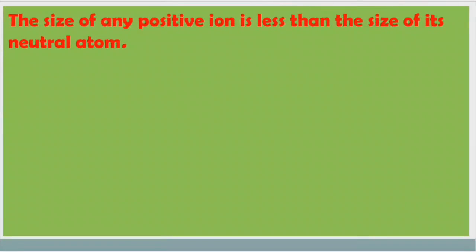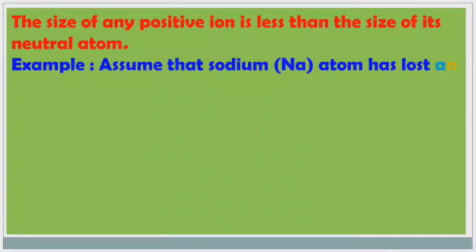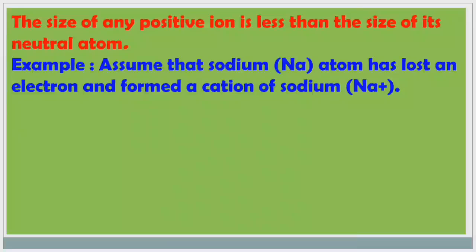Now we will see that the size of any positive ion is less than the size of its neutral atom. Remember, the size of any positive ion is less than the size of its neutral atom. For example, assume that a sodium atom has lost an electron and formed a cation of sodium. Sodium contains 11 electrons. When it loses one electron, it contains 10 electrons.